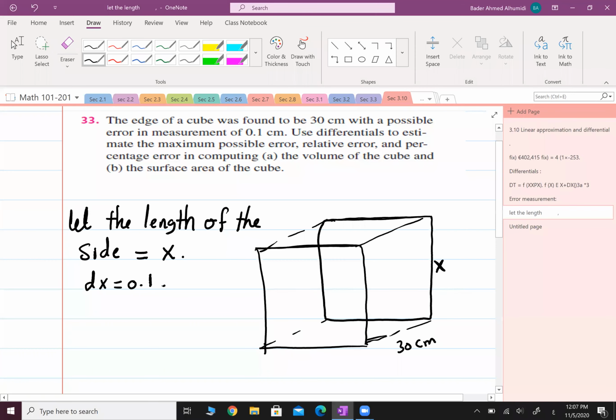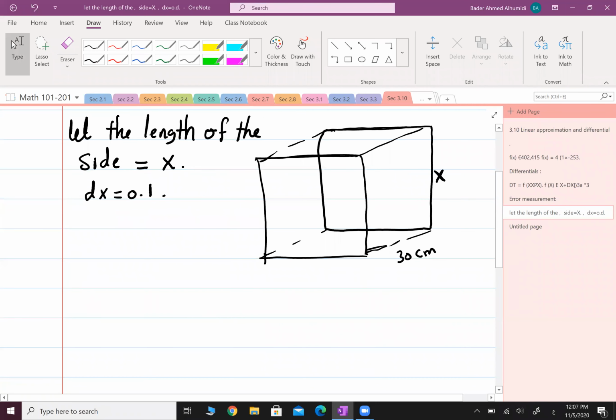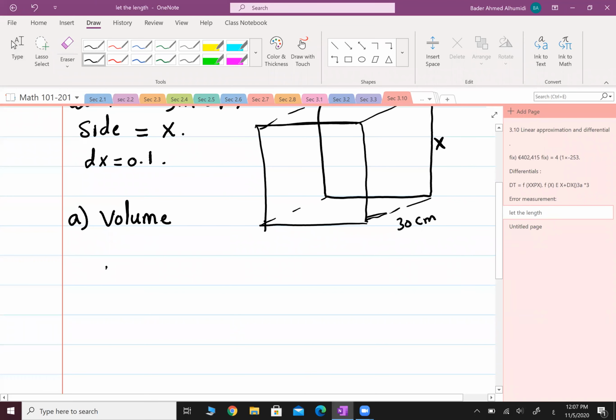Okay, the first question. Part A, we are talking about the volume. Once we talk about the volume, who can tell me what is the volume of the cube in terms of x? What is V of x?